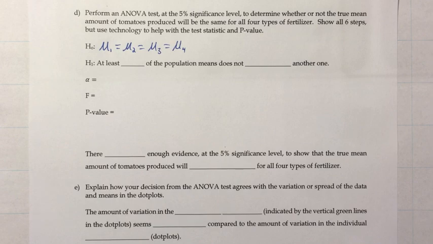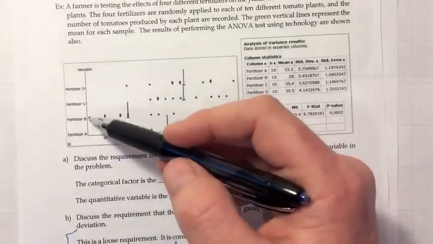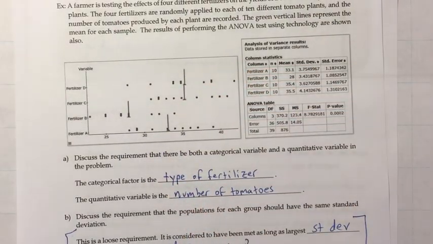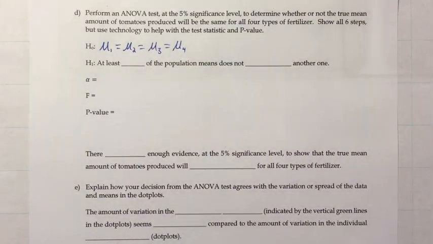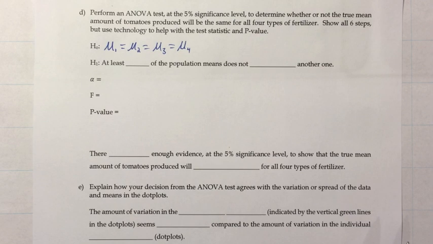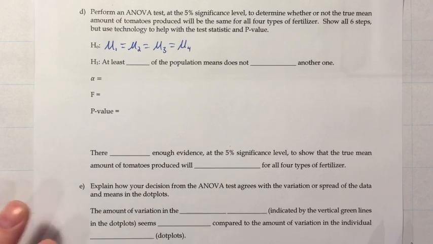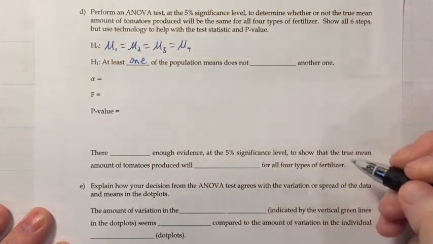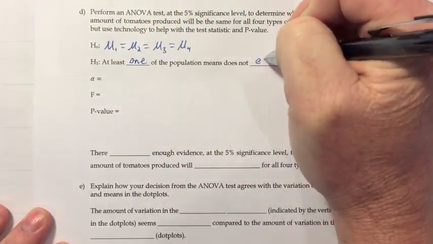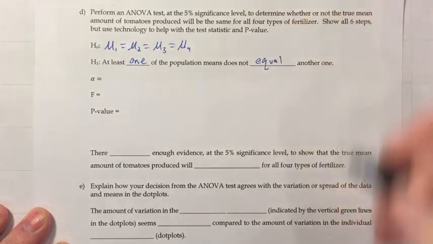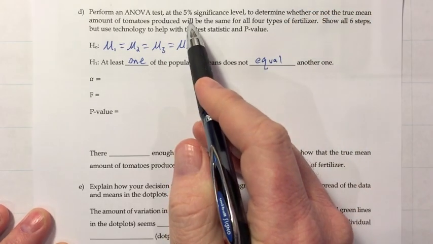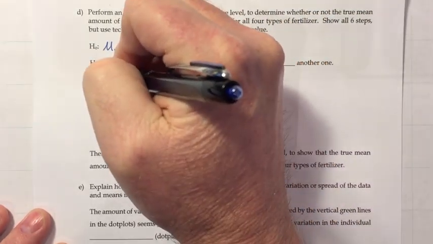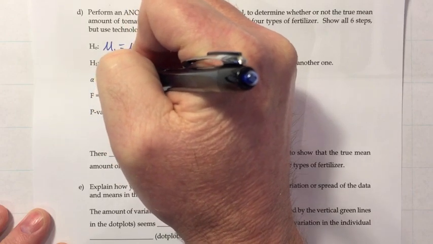It might also be a good idea on this one to, instead of 1, 2, 3, 4, do A, B, C, D. That would also be perfectly fine. I'm using the 1, 2, 3, 4 because that was what's shown in the procedure box. And then H1 will say that at least one of the population means does not equal another one. Alpha is our significance level given as 5%, so we'll write alpha equals 0.05.